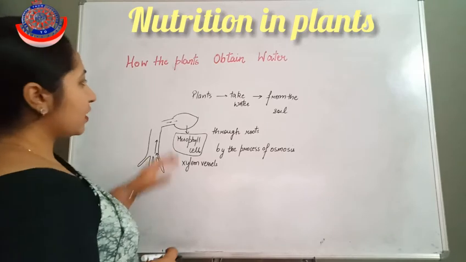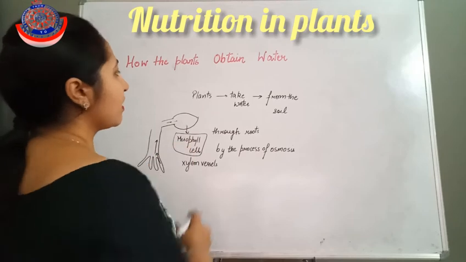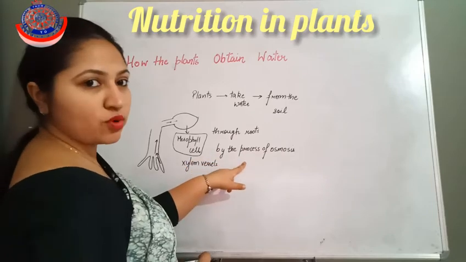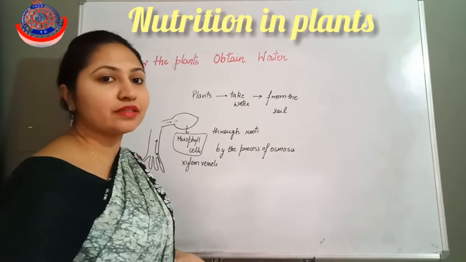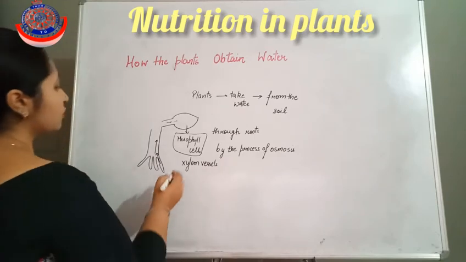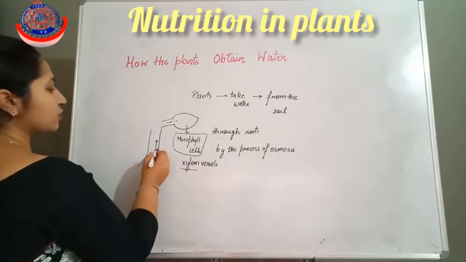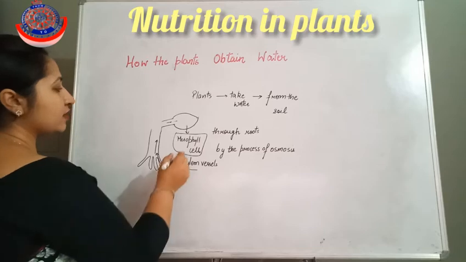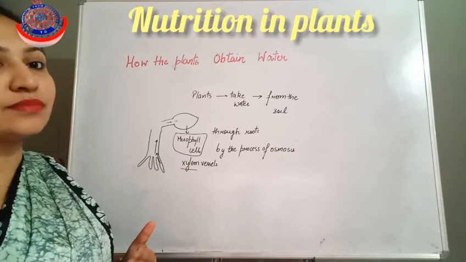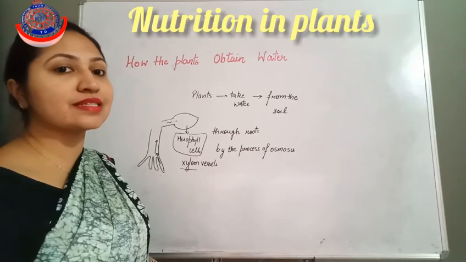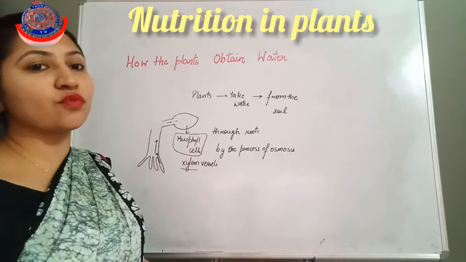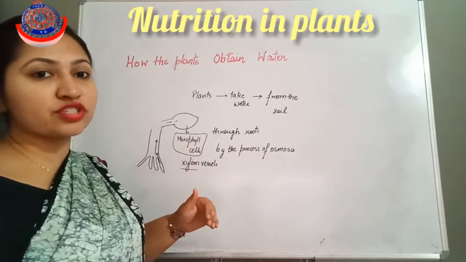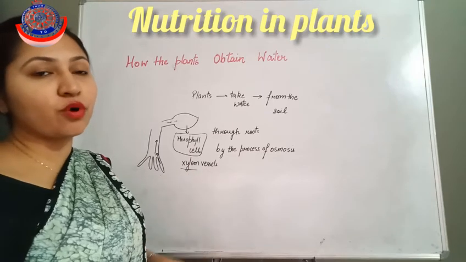Okay. Now again let's see what we have discussed. Plants take water from the soil through the roots by the process of osmosis. So when water enters the roots, then what happens? Through xylem vessels it is transported to the stem, and through the same xylem vessels it is transported to the leaves, where the mesophyll cells are present. And in the mesophyll cells photosynthesis occurs, so that's why they are also known as photosynthetic cells.